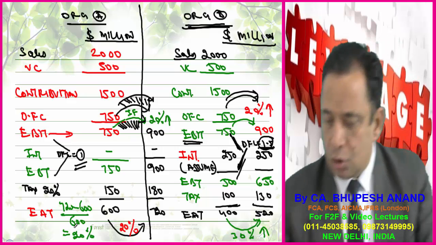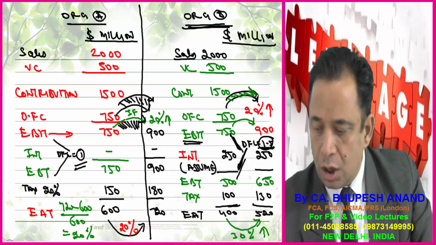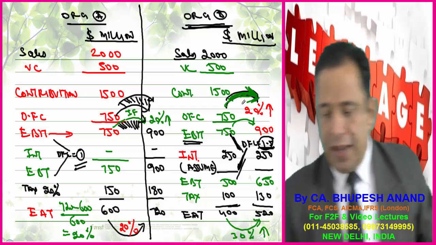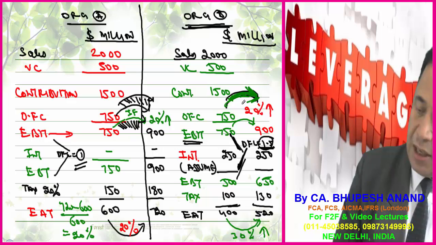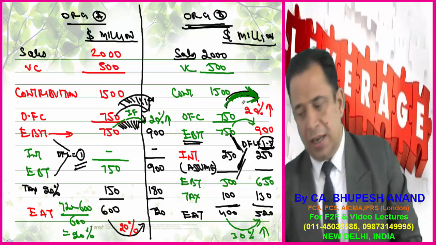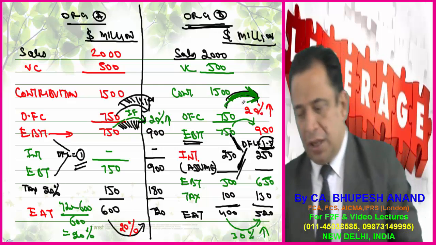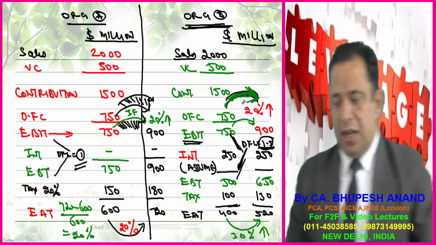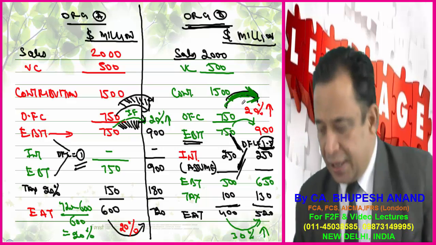So please write down this column now, in that income statement. If we increase EBIT by 20%, then from 750 to 900, then less interest 250, the balancing figure is 650, tax is 130, EAT is 520.